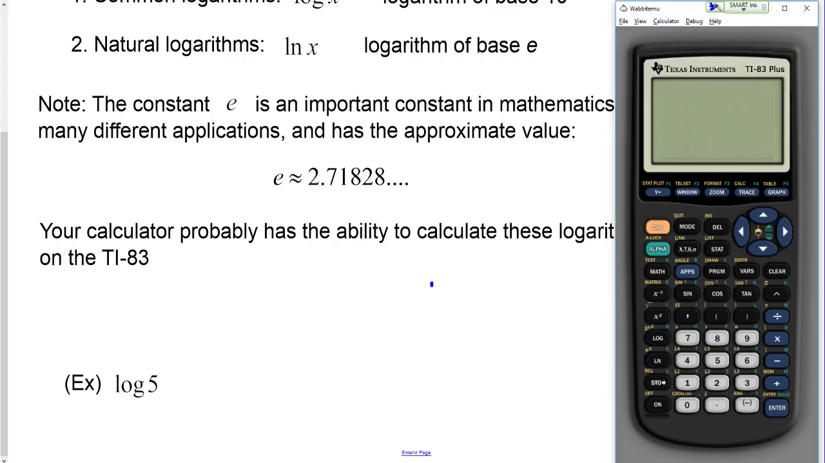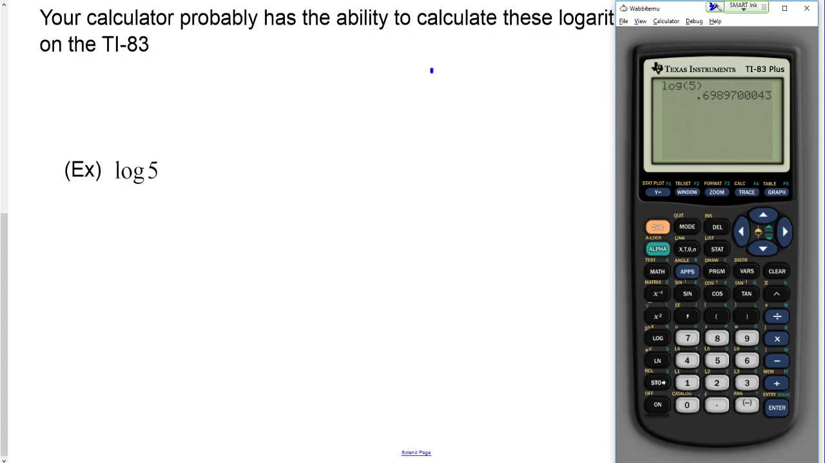Now, in order to do it, it's pretty straightforward. What we need to do, for instance, to find log of 5, we just hit the log button, which brings up log and then parentheses, and then a 5. If we press enter, it gives you an answer, which may look a little bit strange, but it's really not all that strange. So for instance, I'm going to round it to 4 decimal places, so it's 0.6990 to 4 decimal places. So let me write that over here. So log of 5, we're told, is approximately 0.6990.